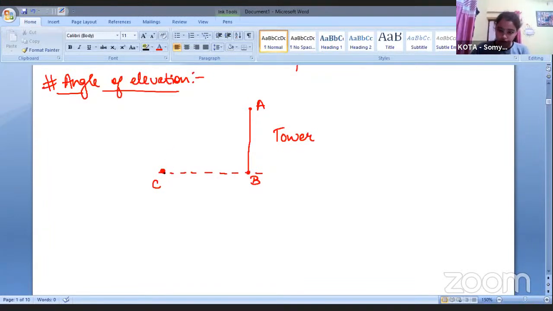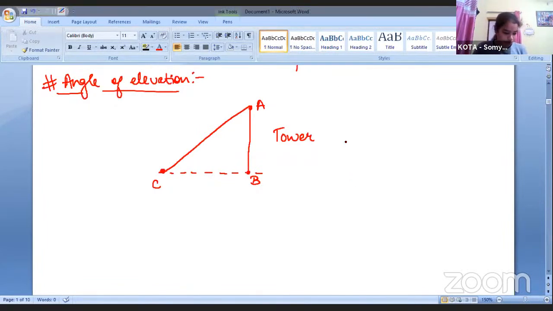Now, if he wants to see the top of the tower with his eyes, he will have to look in this direction, right? If he wants to see the tip of the tower, his line of sight will be this. Line of sight means, like I am looking at the laptop right now, the straight line which goes out of my eyes. Okay, so it is my line of sight, or can we say above eye level as angle of elevation? Yes, we can say it, definitely.